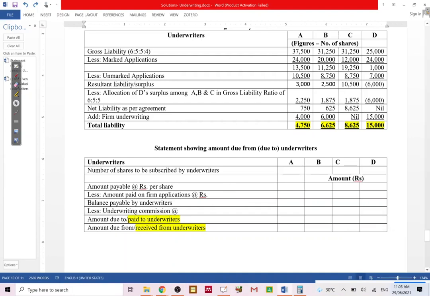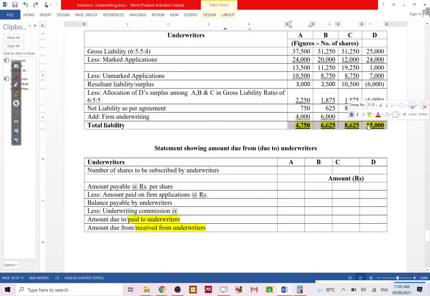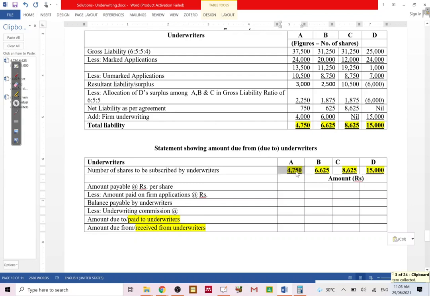The second statement is the statement showing the amount due from or to underwriters. We already have the total liability that each underwriter is supposed to take up. These are the number of shares that they agree they will take, and they have liability for these many shares. This is the number of shares that they should take by paying a certain price. Now, the total amount to be paid on these shares, if they take up all the shares, what will be their entire liability?